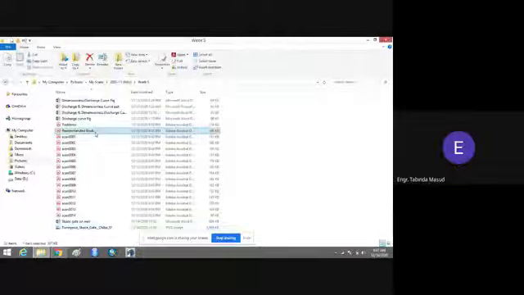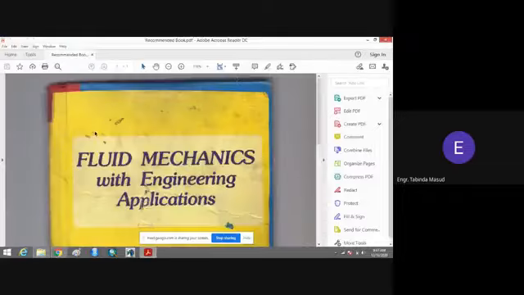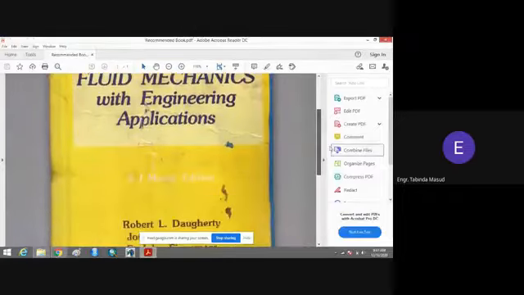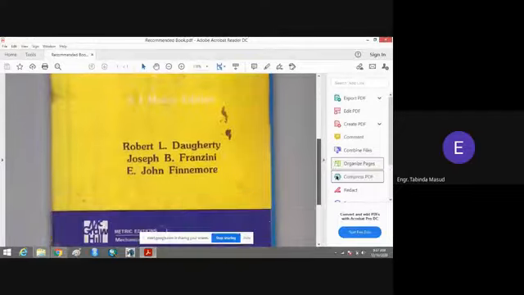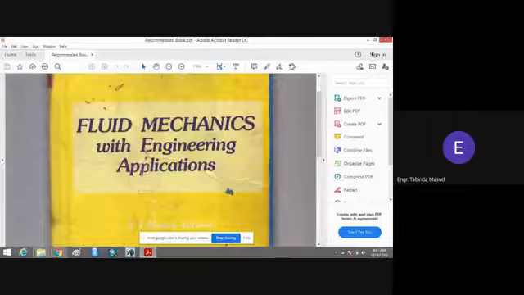Remember, someone was asking me about the recommended book and its edition. Here you can see that this is the recommended book, Fluid Mechanics with Engineering Application, SI Metric edition, and these are the three authors. So all of you must have this book for the assignment.